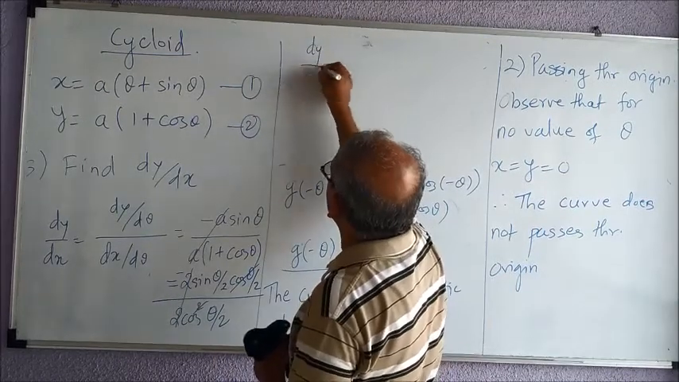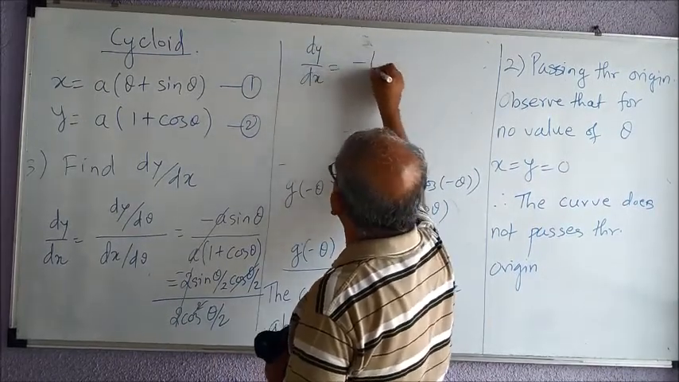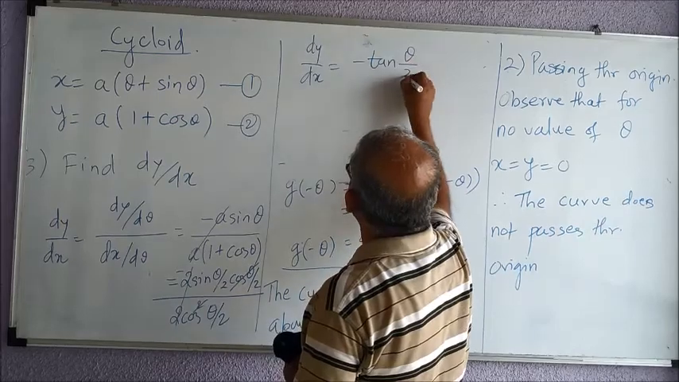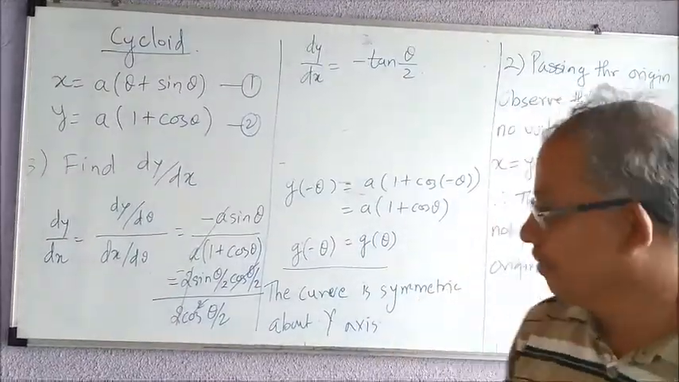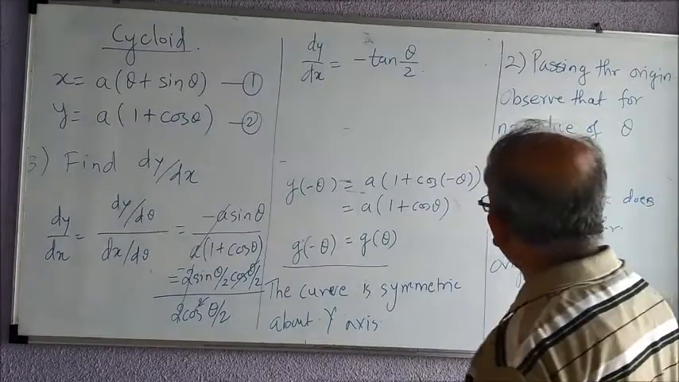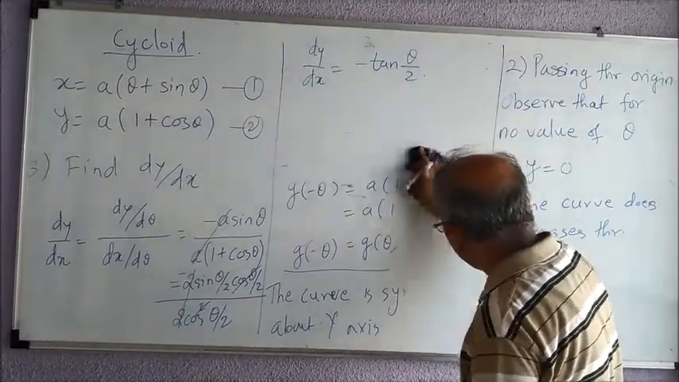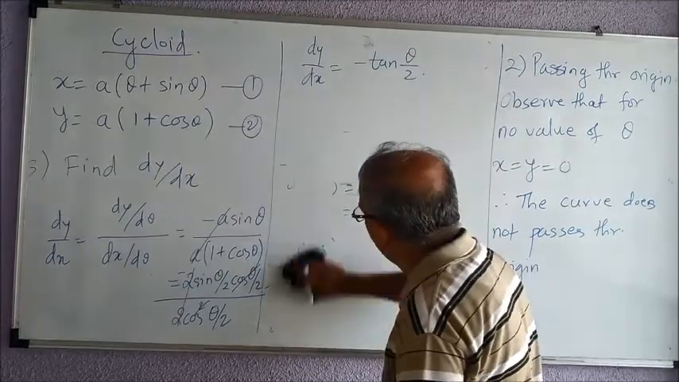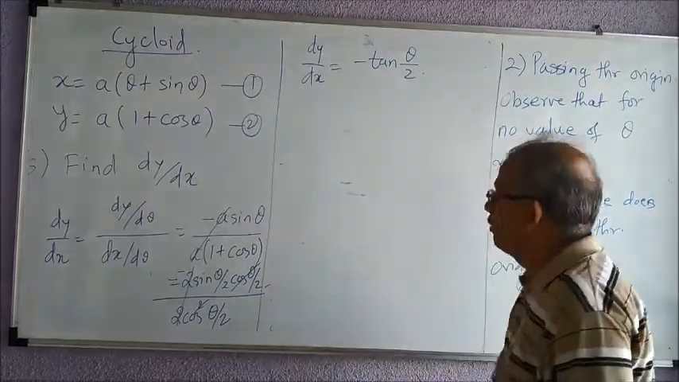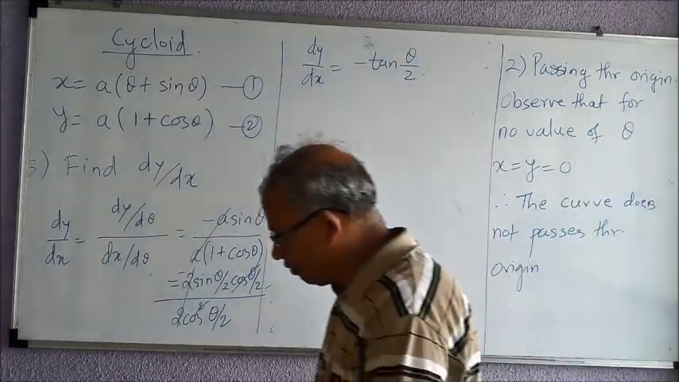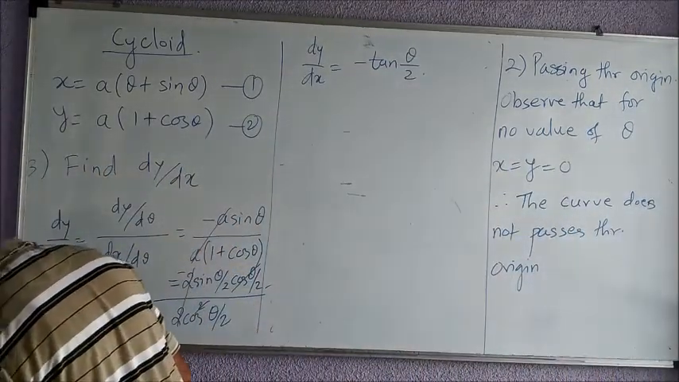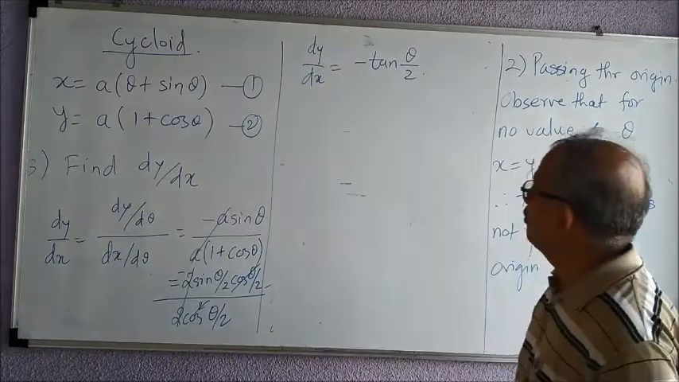So dy by dx is minus tan theta by 2. So this also we have obtained. Fine. Now let us form a table. So we have almost traced every point.